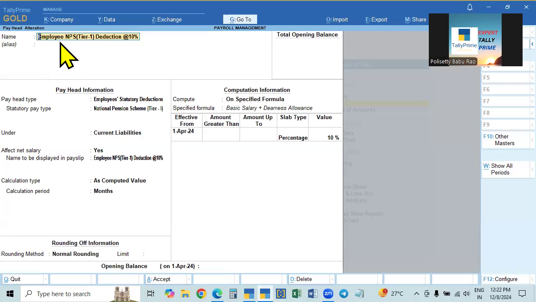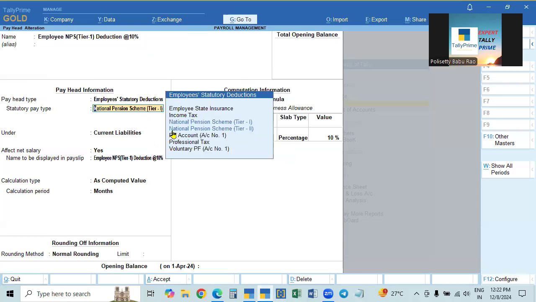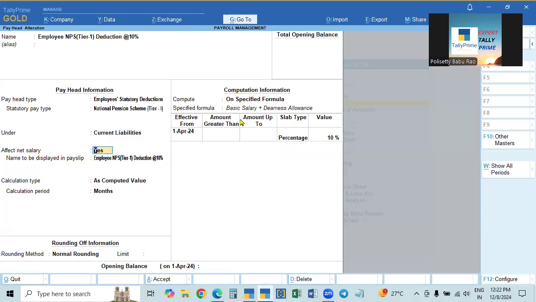So this is called employee's NPS, tier 1 deduction 10%. This is also a statutory deduction for this employee. This is NPS, the National Pension Scheme tier 1. You have to collect it, and it is also a liability you have to pay. So if it is deducted, the salary will change. And here the name is shown, and this is to be computed. It is optional, no?